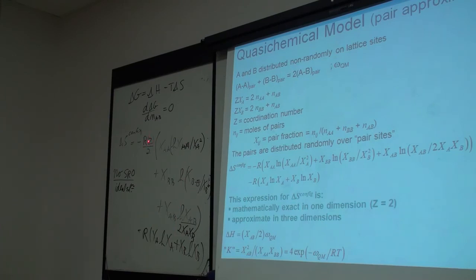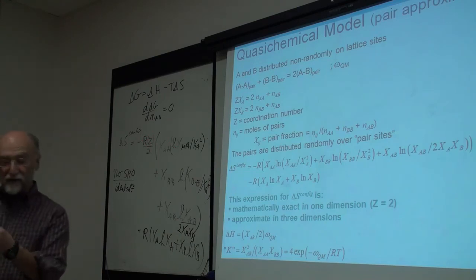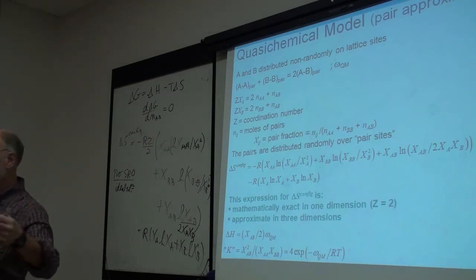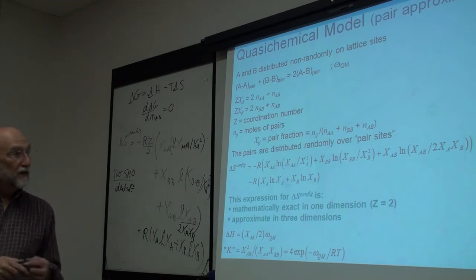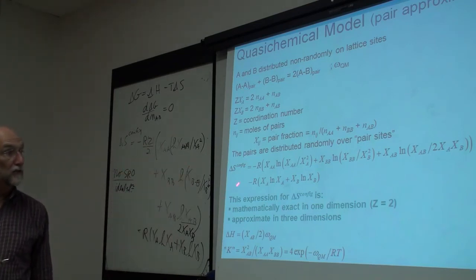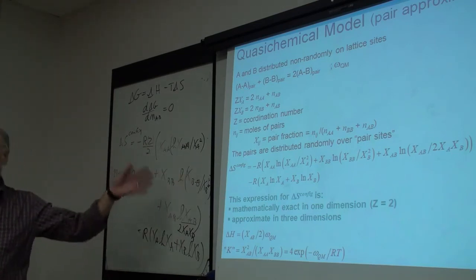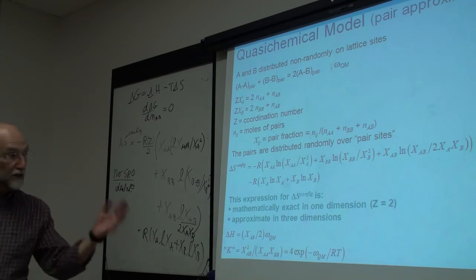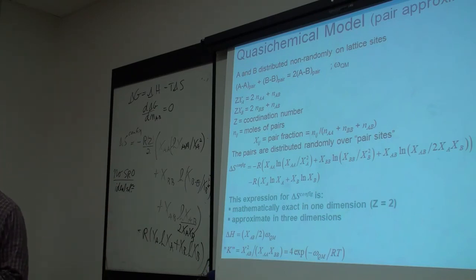Actually in 1 dimension, if z equals 2, your lattice is a 1-dimensional lattice. So your lattice is just like a long necklace, A, B, B, A, whatever. If your lattice is one-dimensional, you can prove that that is an exact expression. It's not approximate, that is really the way you do it. In a 3-dimensional lattice, it's an approximate expression. And this certainly has consequences, which I'll discuss next week.